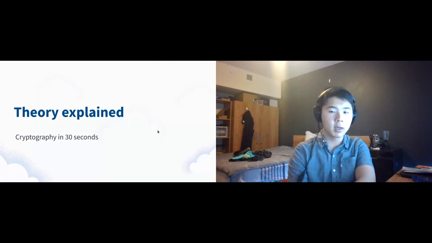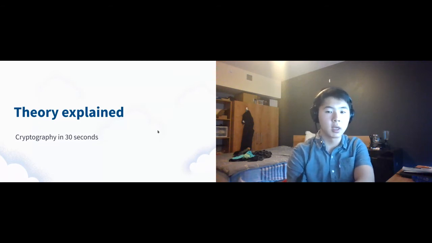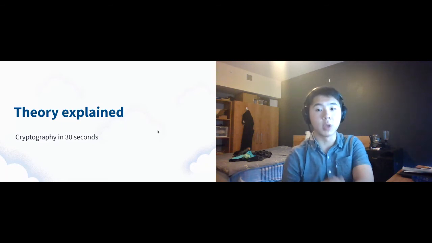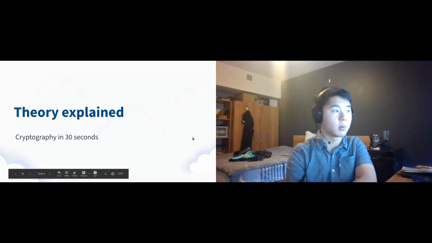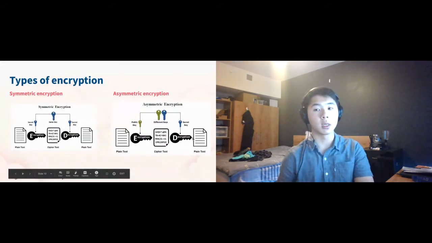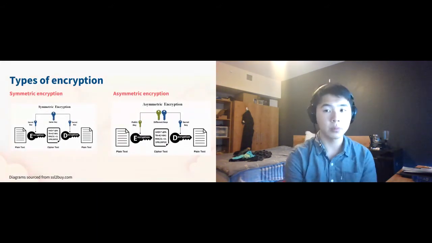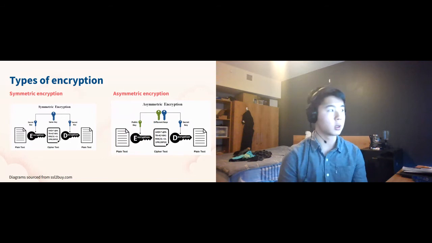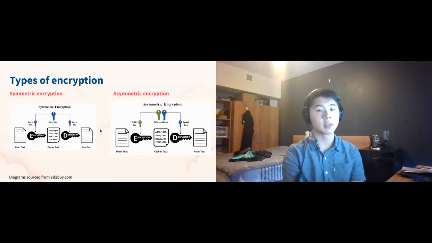So bit of a lie, it's not going to be cryptography in 30 seconds, but I promise you at the start, you're not going to need to know much math about it. That much I can promise. So when we think about cryptography, what we typically think about is encryption. There are 2 types of encryption. One is symmetric encryption. The other is asymmetric encryption. So let's start with symmetric encryption because it is the easier one to understand.